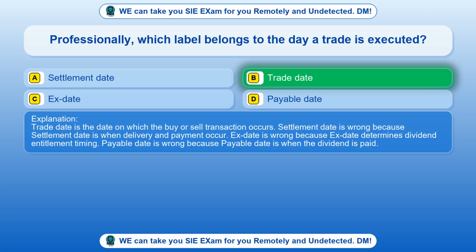Trade date is the date on which the buy or sell transaction occurs. Settlement date is wrong because settlement date is when delivery and payment occur. X date is wrong because X date determines dividend entitlement timing. Payable date is wrong because payable date is when the dividend is paid.